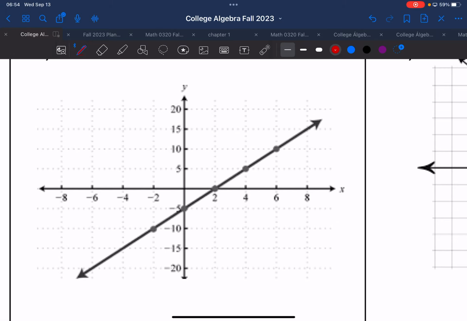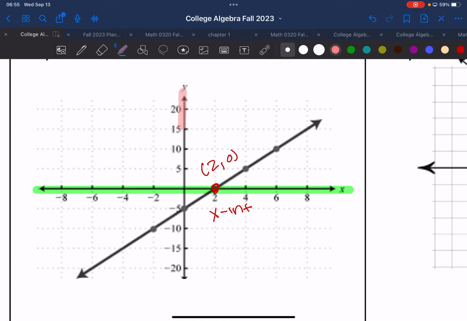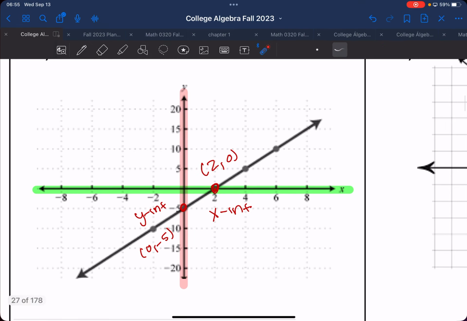Okay, for number 9, what is our x-intercept? -5, 0. No, 2, 0. 2, 0, right here. We're looking at the x's. So it crosses right here at 2, which we know is 2, 0. So this is our x-intercept. What about our y-intercept? Good, it crosses at -5, but what would our point be? 0, -5, okay?